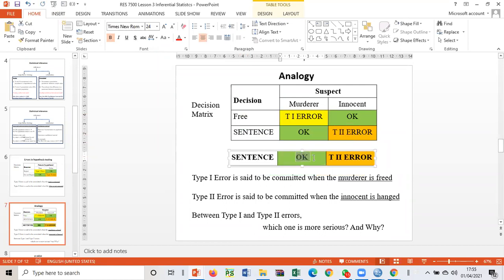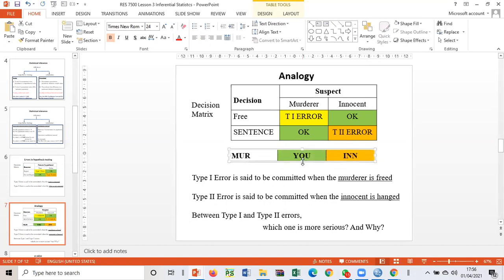Okay. This is your house. This is the murderer's house. This is the innocent's house. Which are you more concerned with? The innocent coming out or the murderer? The murderer coming out, or the innocent being sentenced? The murderer coming out. Just now you said the other way around? For me, both are not good.